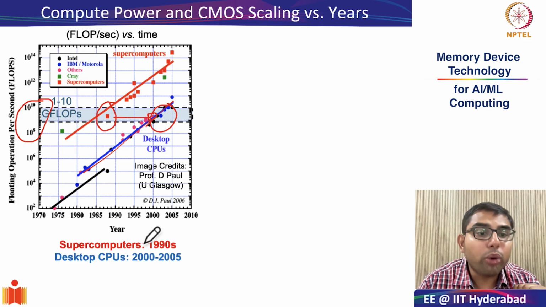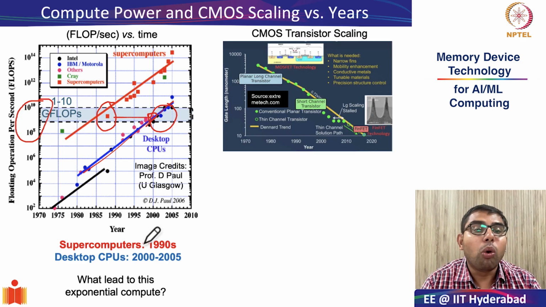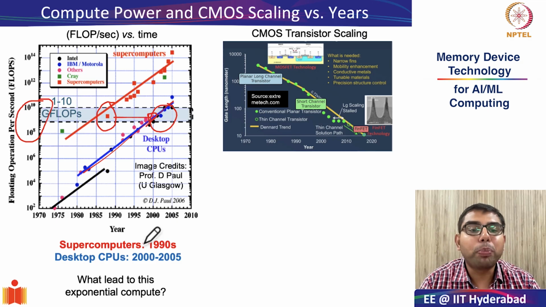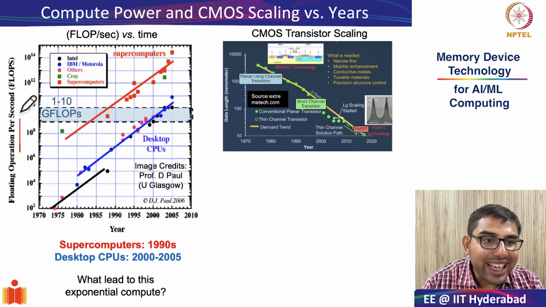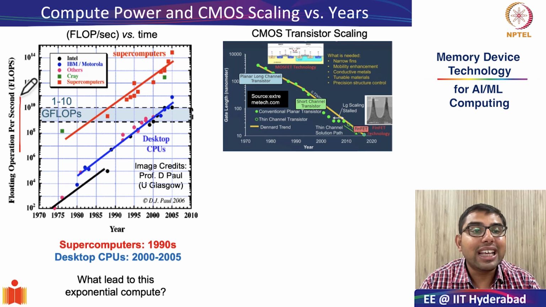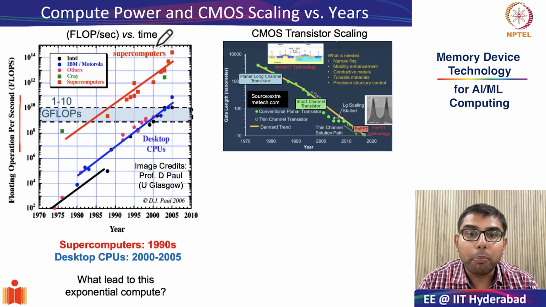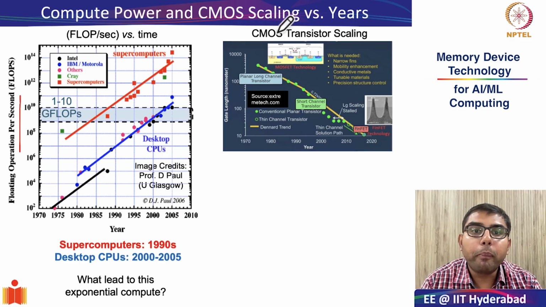And the second question that we will ask is, what led to this exponential improvement in the computational power? Notice that the y-axis in the first graph is in log scale. So there was an exponential improvement in the computational power. Let's see why that happened. And as you may know, this was only possible because of CMOS transistor scaling.